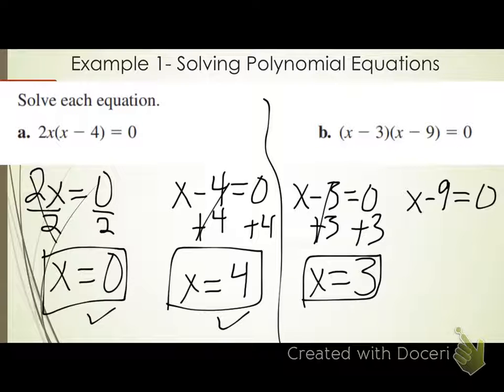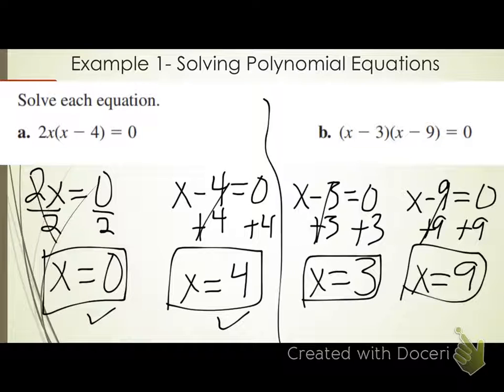x minus 9 equals 0. How do I get x by itself? Add 9 to both sides. x equals 9. Now let's check our solutions, make sure they work. Let's plug 3 in. 3 minus 3 gives me 0. 3 minus 9? Negative 6. 0 times negative 6 gives me 0. Does 0 equal 0? There it is. 3 checks out. You okay with that?